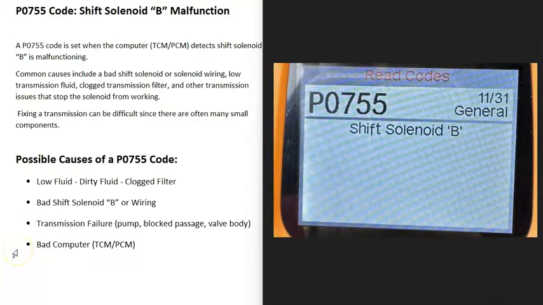So today I'm talking about a P0755 code, what it is and how you go about fixing it. And so what is a P0755 code? Well, it's a shift solenoid B malfunction. And what does this mean?